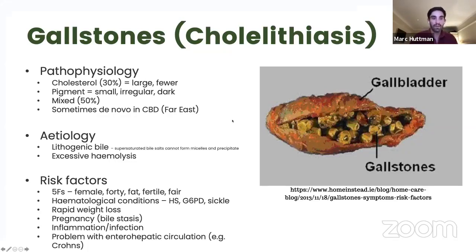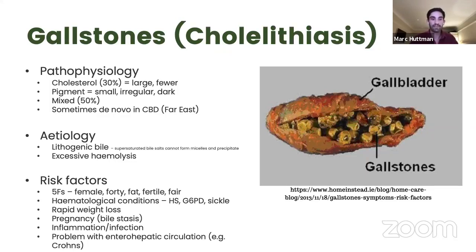So why does it happen? When it comes to cholesterol, you have increased dietary cholesterol, and that will cause the bile salts which accumulate in the gallbladder to be supersaturated, which means that they can't form micelles, which is when it acts like a soap and forms a sort of spherical structure. It can't do that properly because it's too saturated with cholesterol already. And therefore it forms a precipitate, which over time will form into stones.